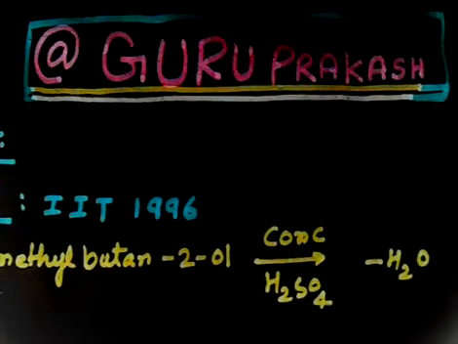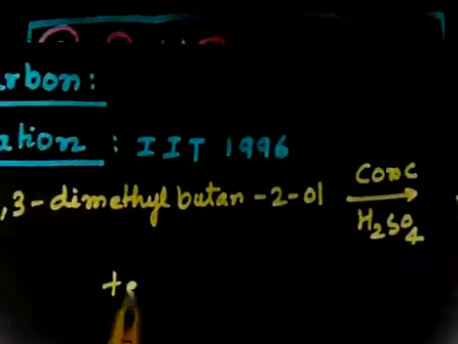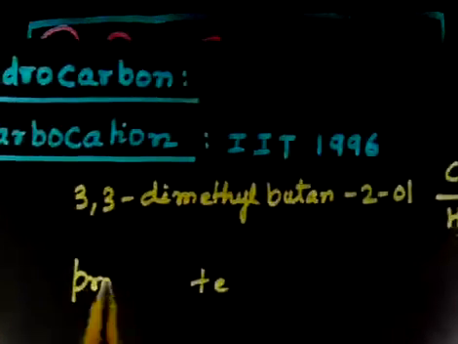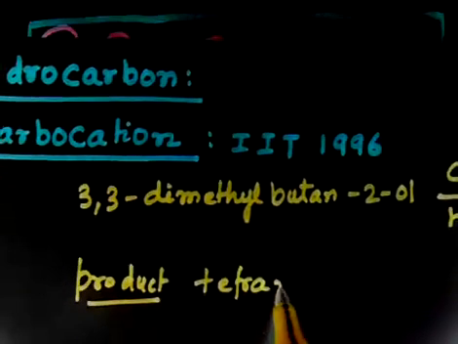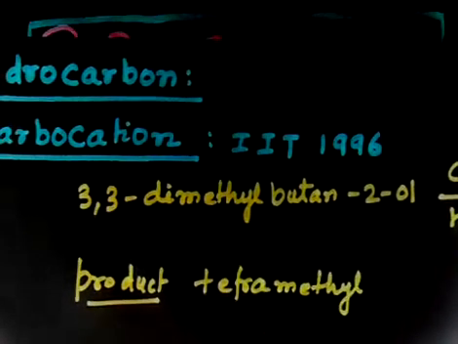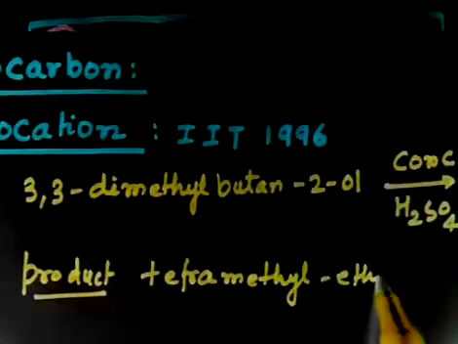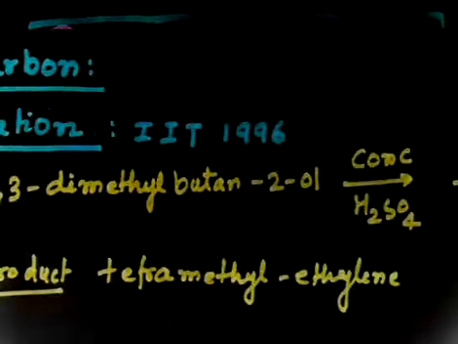To give tetramethylethylene as the major product, suggest a suitable mechanism. So this gives tetramethylethylene. So the product you are getting is tetramethylethylene, as the major product. So let us first write down the structures and then we'll discuss.